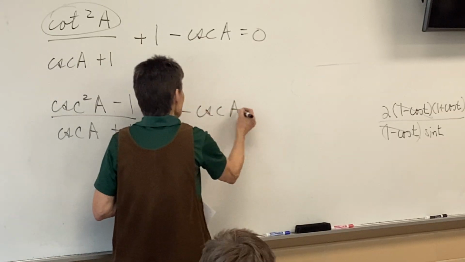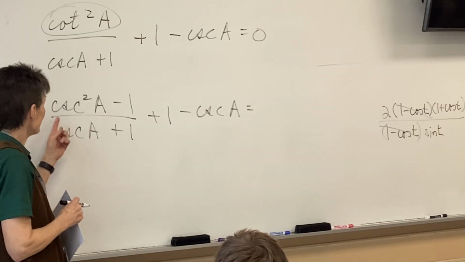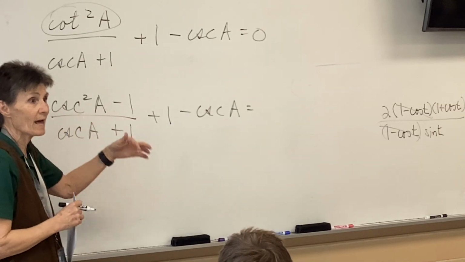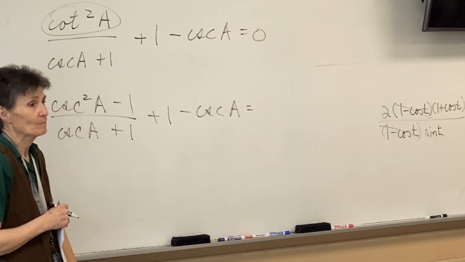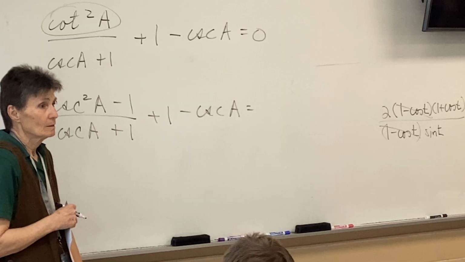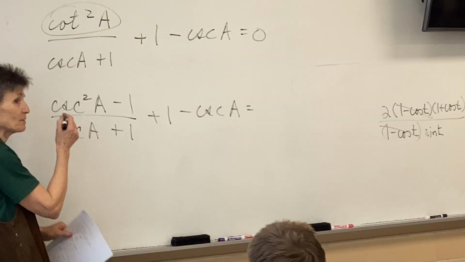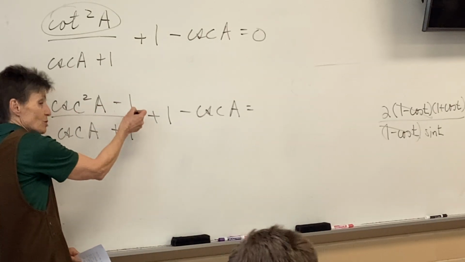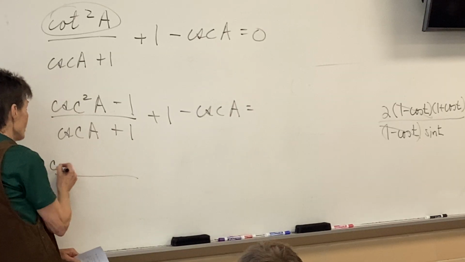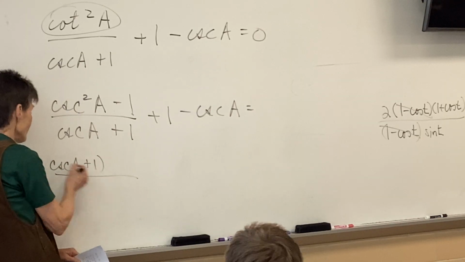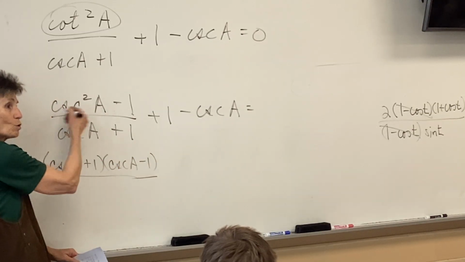Now, the minute I wrote that and said that, what popped into your head? Cosecant squared minus 1. That is factorable. How does that factor? The difference of squares. Guys, you've got to pay attention to that. It happens all the time. You have a square minus a square. So how is that going to factor? Cosecant plus 1, cosecant minus 1. It's the difference of squares.